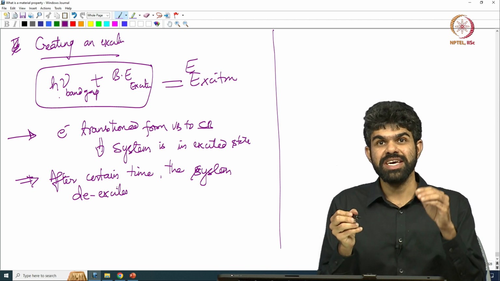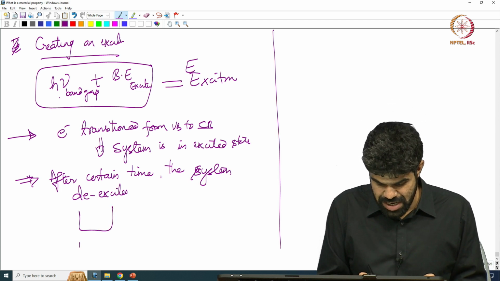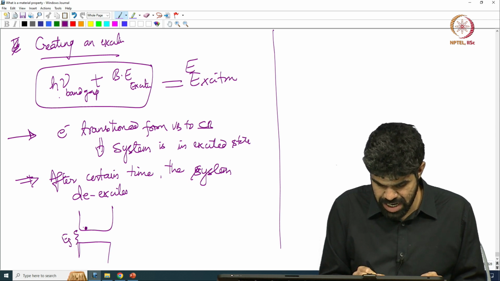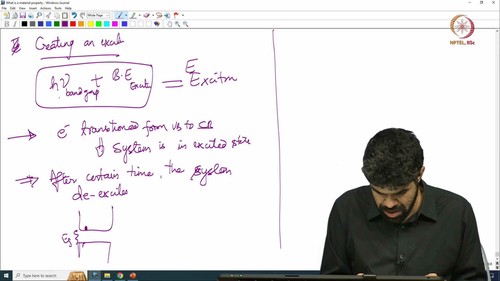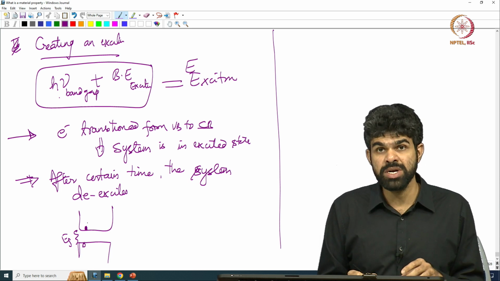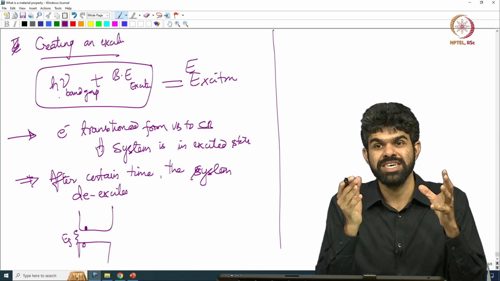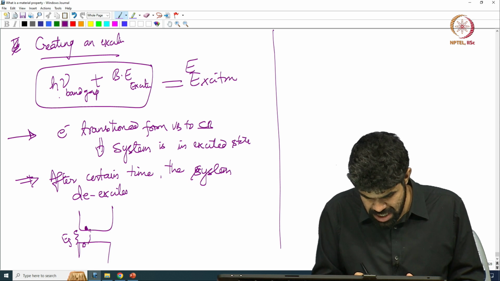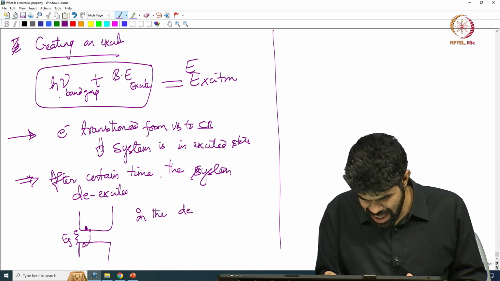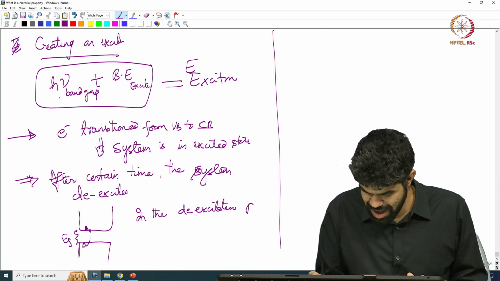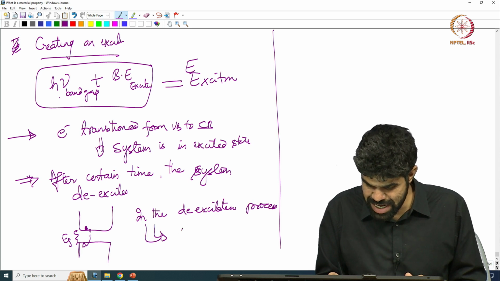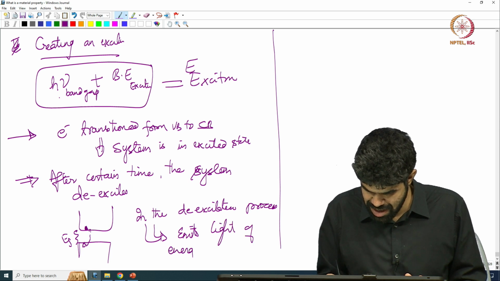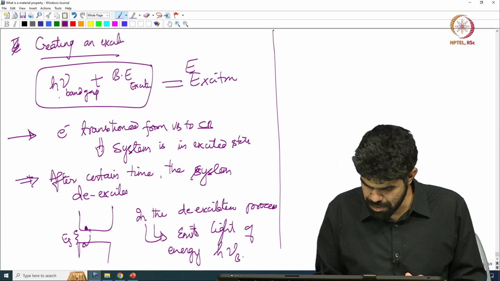Okay. Once the system de-excites, then what happens? So, I have band gap Eg, I have created an excited electron here, and a hole here. So, this is the excited electron, this is the hole. Now, the electron and hole pair will combine, the exciton will vanish. But when the electron comes back, in the de-excitation process, this emits an energy h nu band gap.